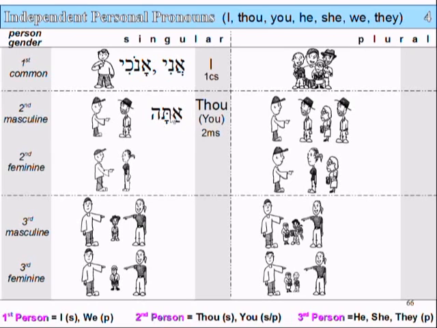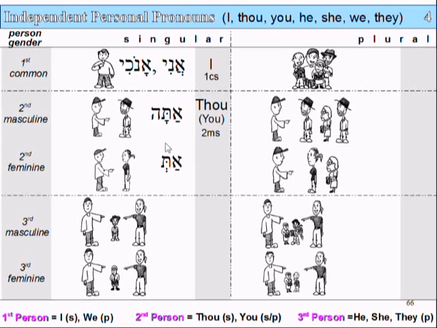And atah is you, and it's you to a man, and it's you to just one man. So it's a second person masculine singular, or 2ms. So the main thing here is just to learn these words. Don't get too hung up on this terminology, but you'll see it all the time and you'll begin to understand why we use that later.